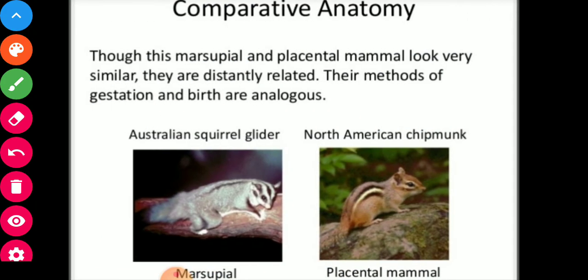Comparative anatomy. Though this marsupial and placental mammal, this is marsupial and this is placental mammal, look very similar, they are distantly related. Their methods of gestation and birth are analogous. So birth and gestation they are having the common, so their functions are common but having basic structure different.